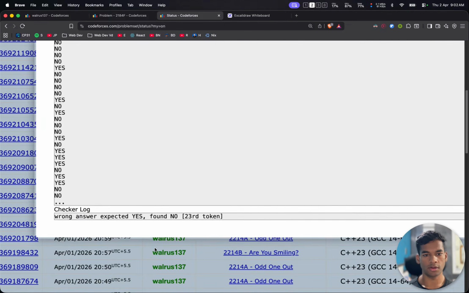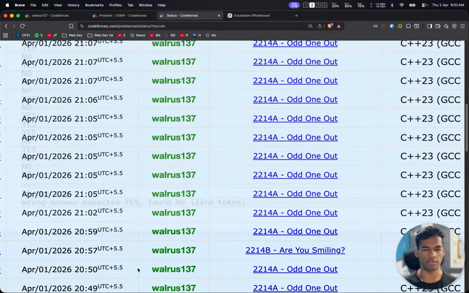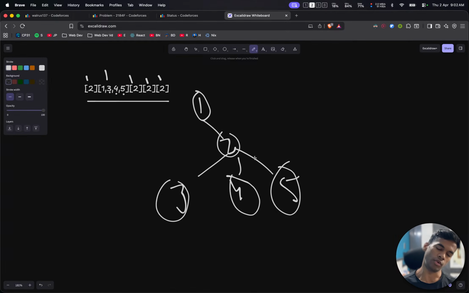In test case 23, expected is found no. Why are we outputting no in this case?